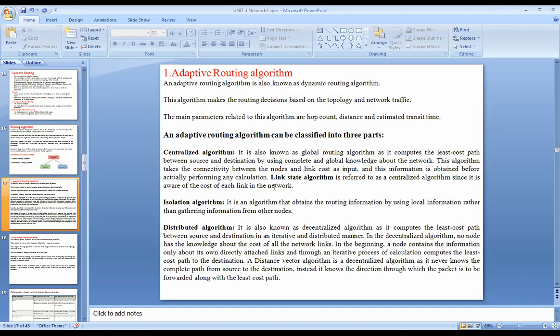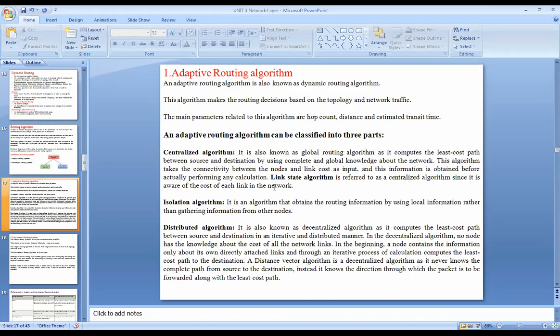Adaptive means you have adapted that particular thing, so we can give it freedom. It can take any route, but if it can take any route, you have to go for a number of parameters. How many stations it has crossed, that is hop count. At what distance it has to be reached, at which time it has to be reached, everything will be counted in this adaptive routing algorithm.